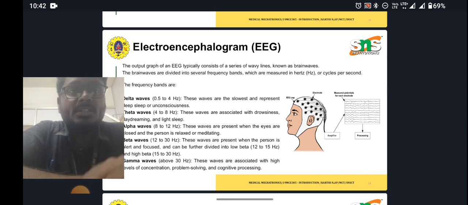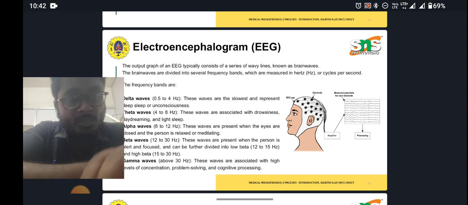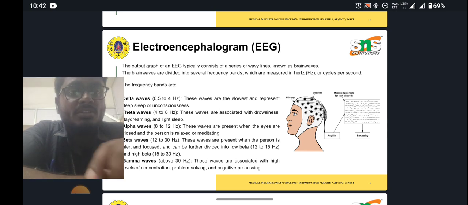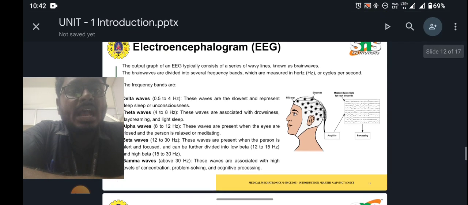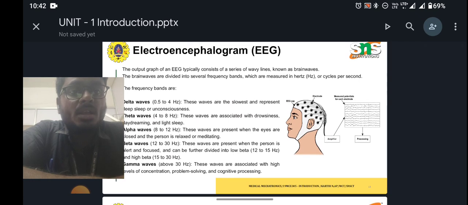Beta waves are in the range of 12 to 30 Hz and are present when the person is alert and focused, and can be further divided into low beta waves, which range from 12 to 15, and high beta waves, which range from 15 to 30. And gamma waves are in the range above 30 Hz. These waves are associated with high levels of concentration, problem solving and cognitive processing.